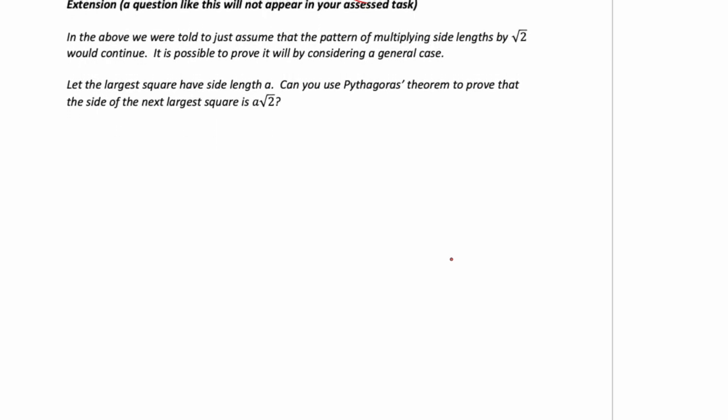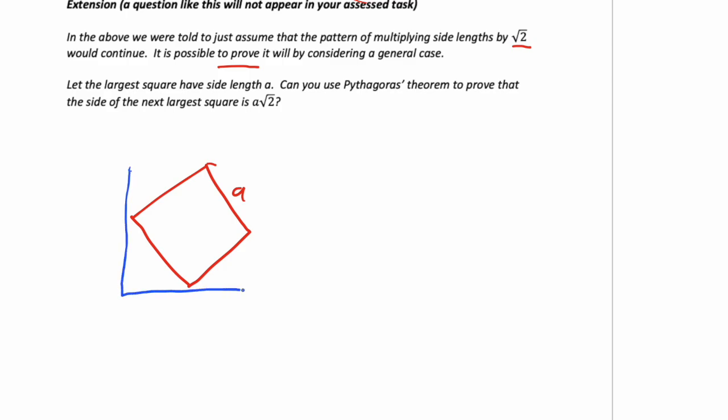You can also prove it. Okay, in the above, we were told to assume that the pattern keeps going, multiplying by root 2. It's possible to prove it. Okay, so let's take a look at a square, and let's call this A, or maybe I'll do it the other way around. Hang on. Let me put the square this way. Okay, let's see, that's A, and let me draw this in blue. Alright, and let's call this B, I guess.